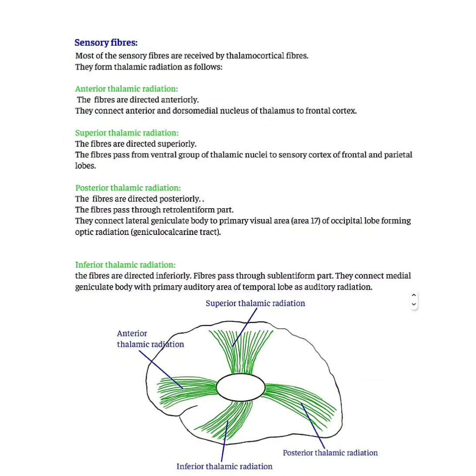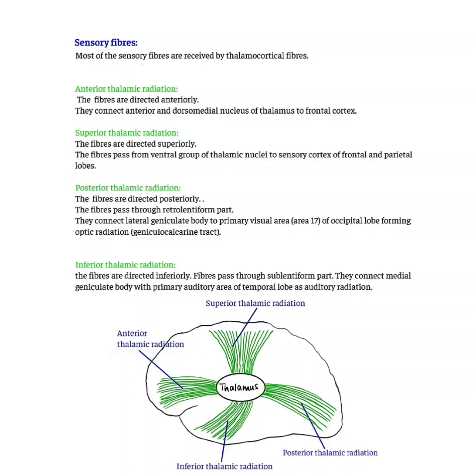Now let's see about sensory fibers. Most of the sensory fibers are thalamocortical fibers. The fibers radiate from the thalamus in different directions to reach the cerebral cortex, forming thalamic radiation.